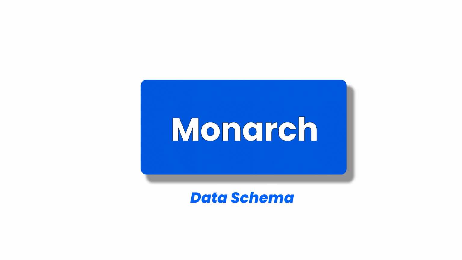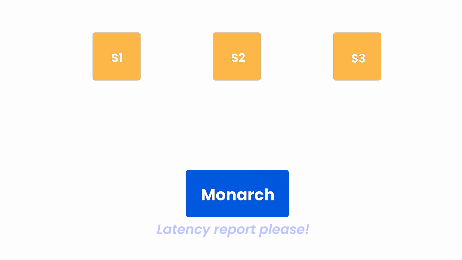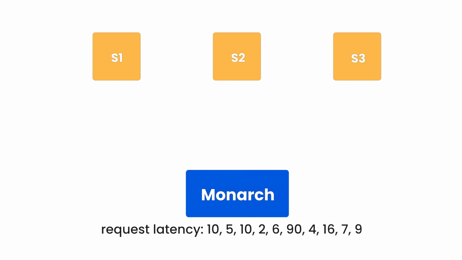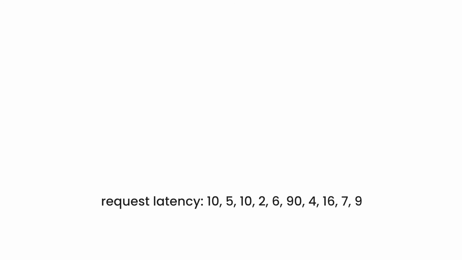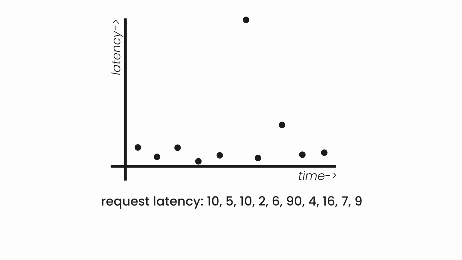Let's understand what kind of data is being stored in Monarch for observing the health of systems. One important metric is request latency. Servers emit events every time they process a request, mentioning the amount of time that this request took to complete. So that could be 10, 5, 10, 2, 6, and so on. If you plot these values in a graph, it will look something like this. Visually, you can see the anomaly. But what Monarch does is make this detection even easier.